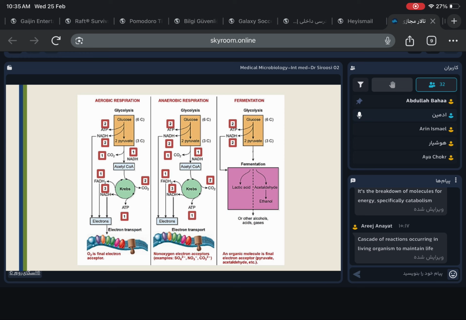So, depending on the type of the electron acceptor inside the cytoplasm, which is an organic molecule, we have different types of fermentation. For example, we have lactic acid fermentation, we have ethanol fermentation, we have other types of fermentation in bacteria. So based on the organic molecule which is receiving the electrons from NADH molecules, we have different types of fermentation processes.